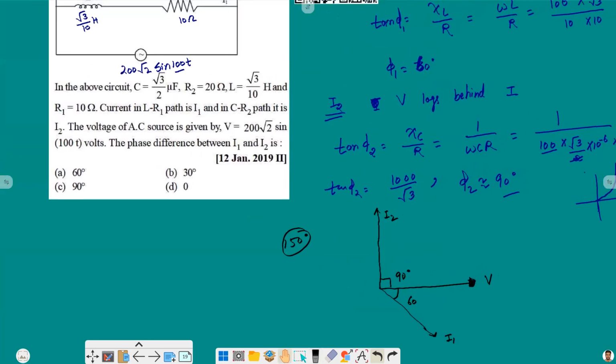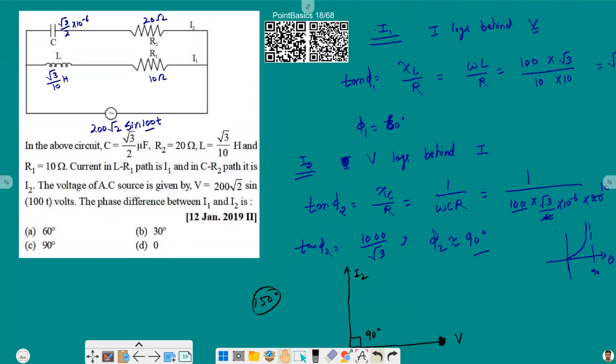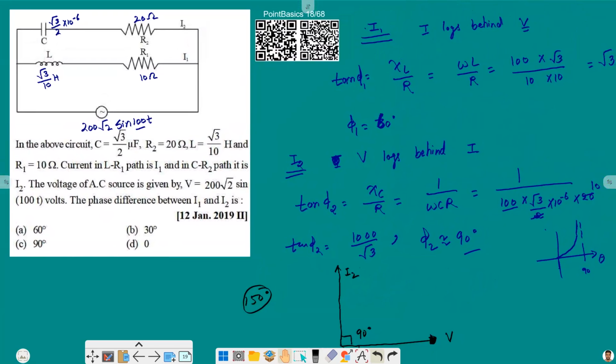And if we match options, none of the options match here. It means there is some mistake in the options, or this 0 could have been 150. Then it would have been the right answer. Now let's move to the next one.